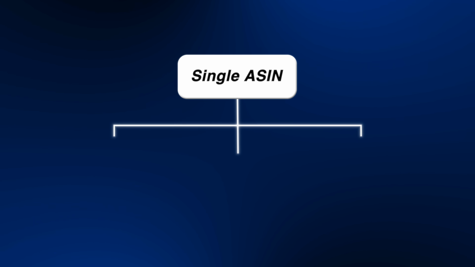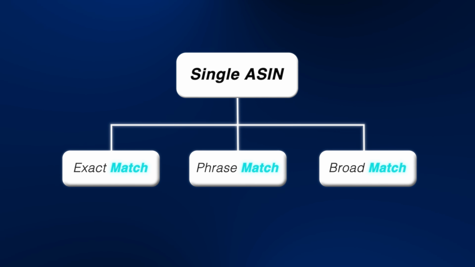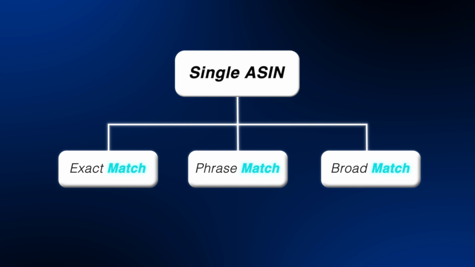So your campaign structure when you're just starting out might look something like this. So you can see here we have the one ASIN, and each ASIN has multiple campaigns based on the match type. Now, we don't actually use the phrase match type, but regardless, this is an example of what your campaigns might look like.